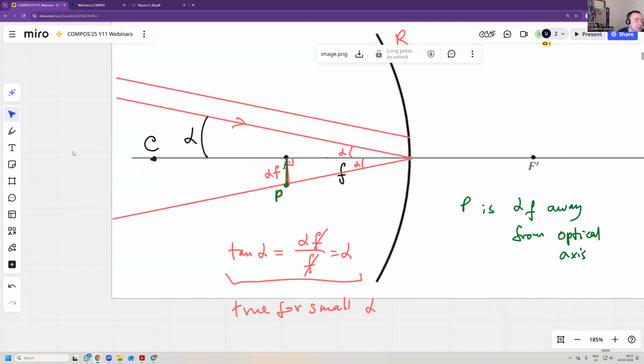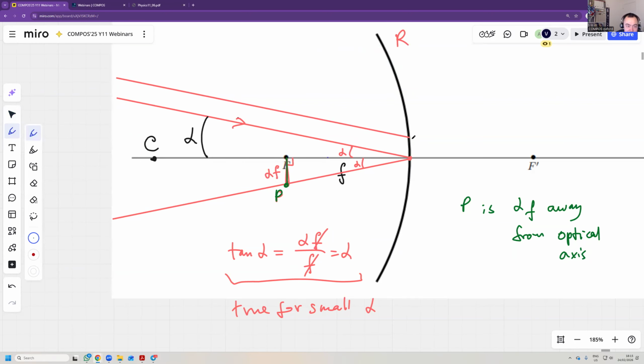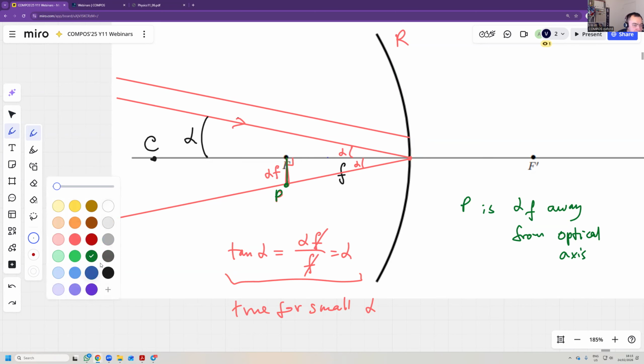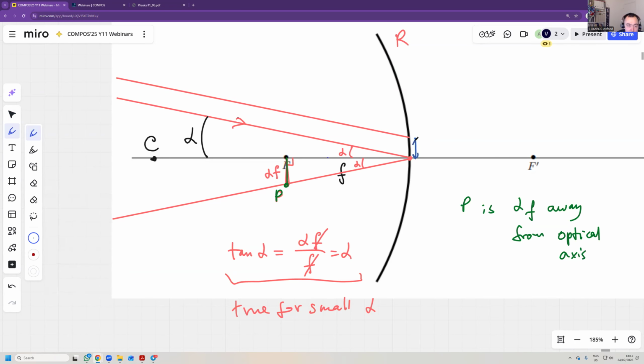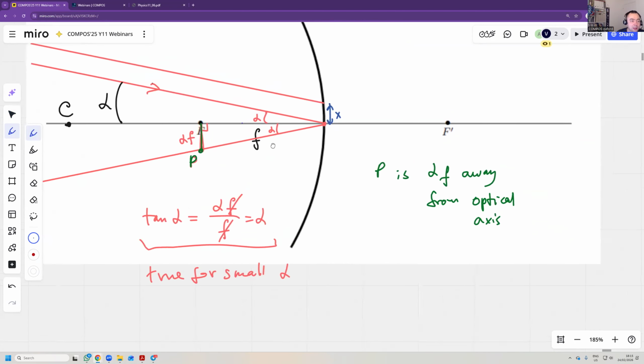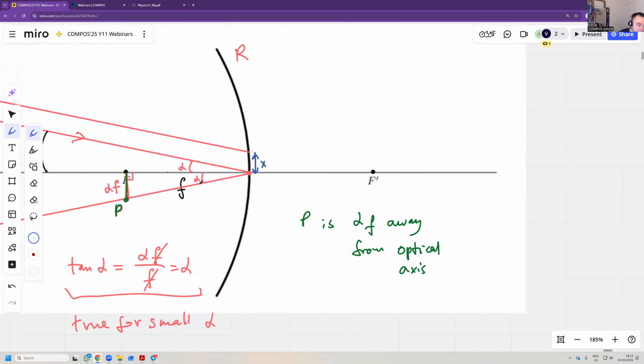Slightly offset. And let's say it is offset by a distance, well, let's say x, right? Now, if we look closely, it will hit the mirror. So let's say it will hit the mirror, and the mirror is obviously not vertical at this point. It's at an angle. And let's say that this angle is beta.